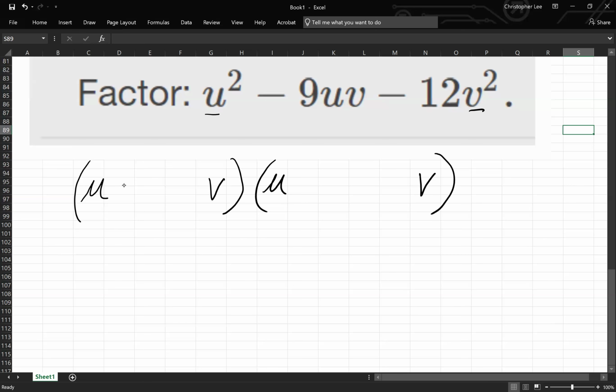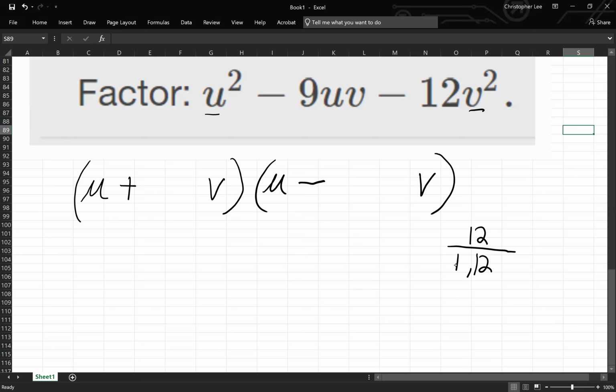So what does that tell me? That means that one of these is going to be positive and one is going to be negative, right? We just have to figure out the combination. So let's look at this. How many ways can we get a multiple of 12, right? So we have 1 and 12, right?